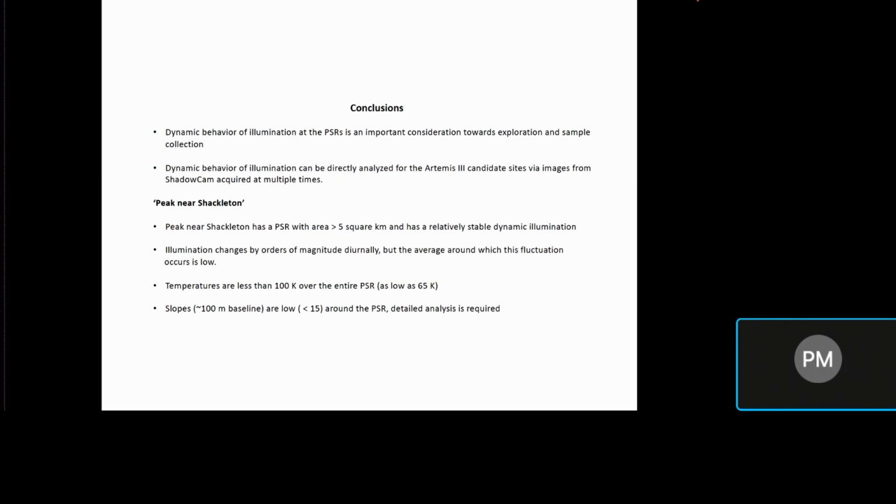And I complete by saying that this was just a case study. This is a small part of the larger study that we are going to present soon, across multiple PSRs for the Artemis III candidate sites.